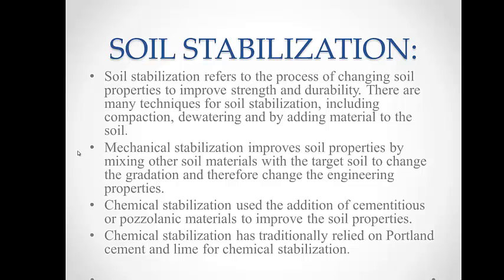Generally, soil stabilization refers to the process of changing soil properties to improve strength and durability. There are many techniques for this stabilization process, and two of them are mechanical stabilization and chemical stabilization. Mechanical stabilization includes compaction, ramming, etc., whereas chemical stabilization includes adding lime, cement, fly ash, geotextiles and geogrids.